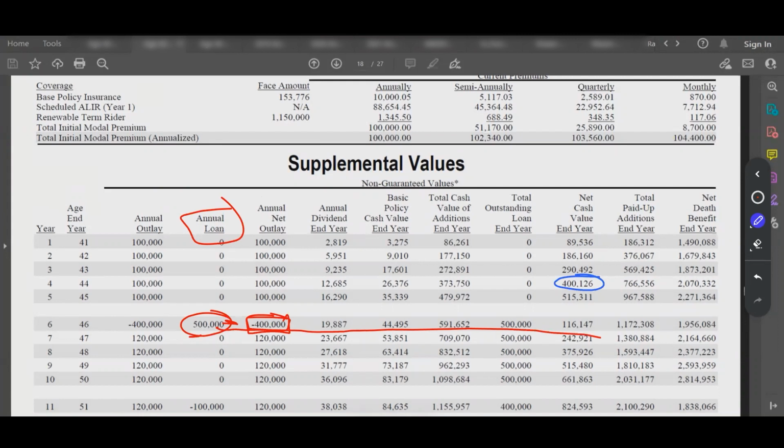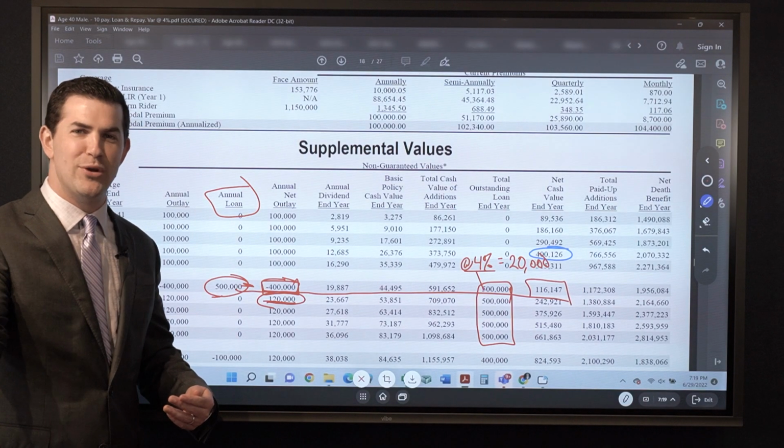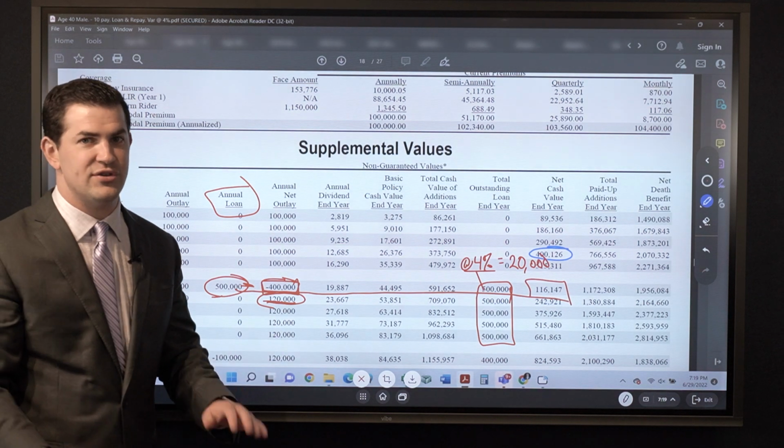So there's your net cash value when the loan is taken. We are paying loan interest only for the first 5 years. So that's years from when we take the loan through year 10. That's why that loan balance does not increase. You're still making the $100,000 payment, plus you're paying loan interest. So you've got a $500,000 loan at 4%. What does that come out to? $20,000. That is why the annual outlay column reads $120,000. It's accounting for the $100,000 premium and PUA payment you've made, plus the loan interest.